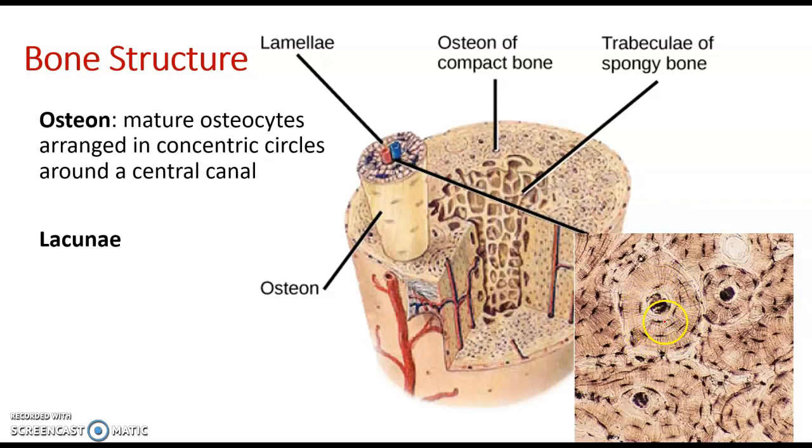And having those osteocytes, so here's an osteocyte, arranged in those circles surrounding each other, that gives bone an even stronger texture than if it was just osteocytes randomly placed next to each other. So that osteon structure makes bone very, very strong.